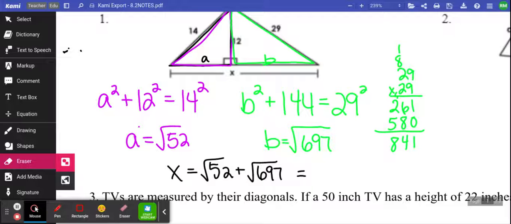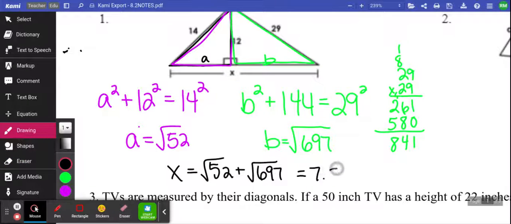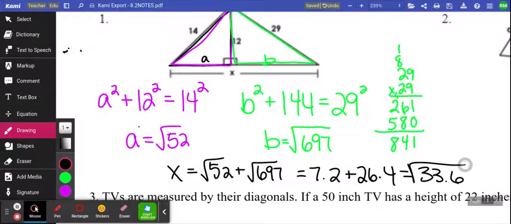So we have 7.2 plus 26.4, which is 33.6. Boom.